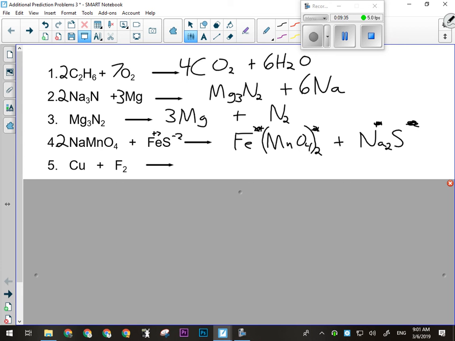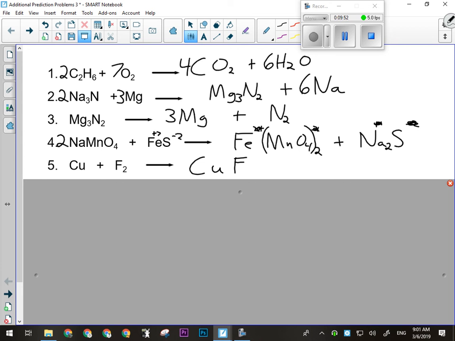Remember, this happened on the quiz yesterday. I flipped them and I put the metal second, and it caught a few people. All right, so metal always goes first in an ionic compound. Non-metal always goes second. Okay, copper's an element over here, but it's in a compound over here.